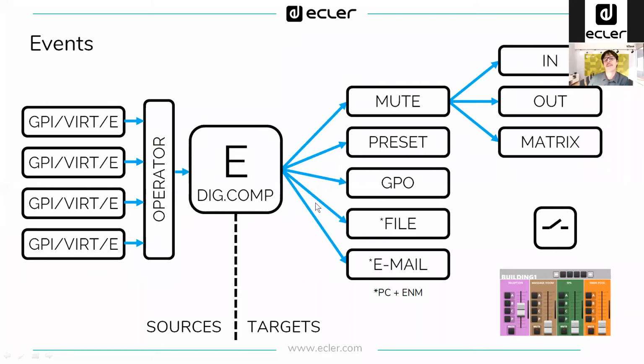Okay. Digital compound. Basically, you have up to 4 arguments, or inputs. You operate with a logic operator, meaning AND. Let's put an example. Maybe you have a GPI 1 when it's active, a virtual one when it's active, one of our buttons, and an event output.